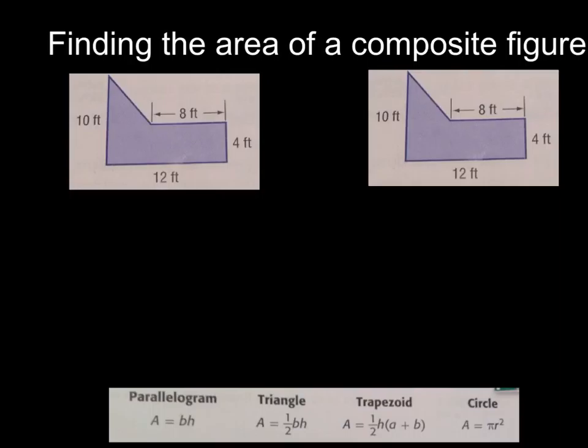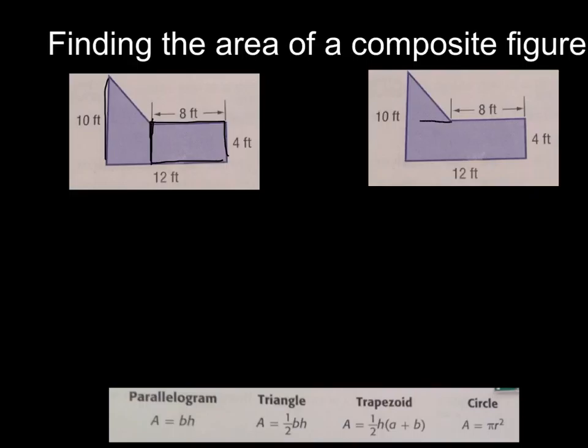First thing that I want to do when I'm finding the area of a composite figure is to take a look at the shapes and try to break them into shapes that I can find the area of. So let me give you an example here. If I were to draw a line right here, I now have a rectangle right here. I know how to find the area of that. And I have a trapezoid here. Okay, it has one pair of parallel lines. I could find the area of that.